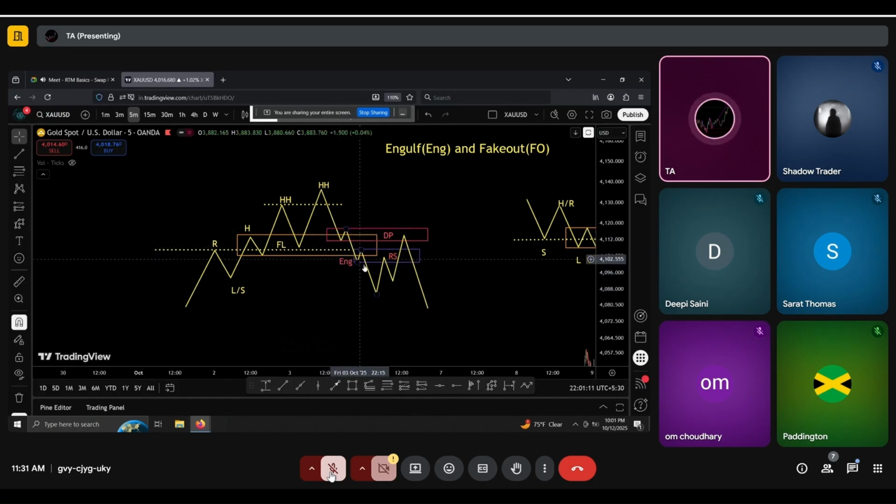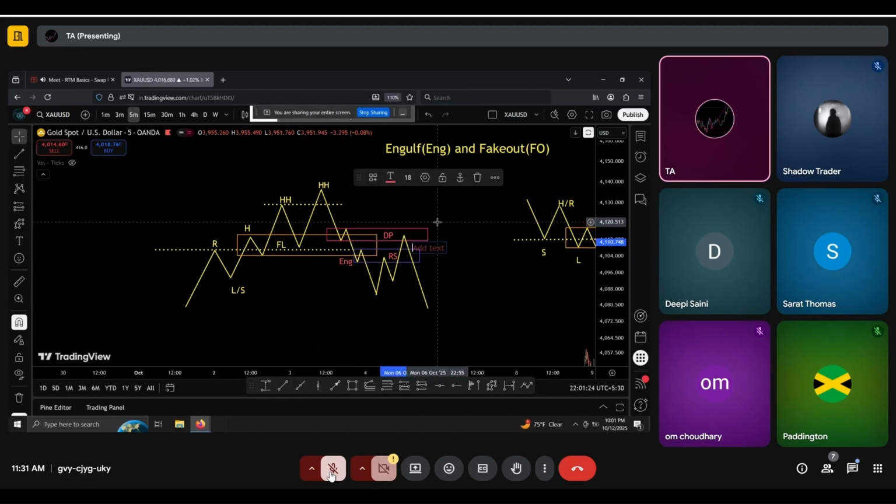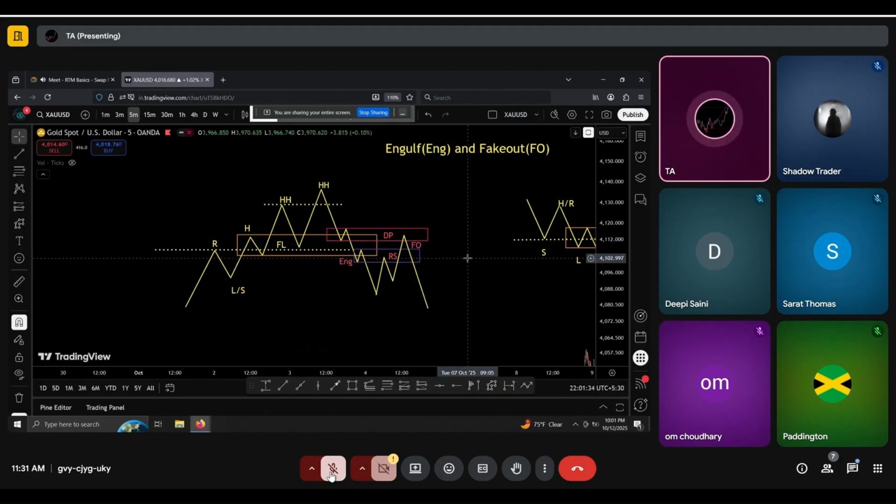So engulf happened in this direction, so fake out happens in the opposite direction. Remember this. Fake out happens in the opposite direction of FL. And this fake out is what traps the traders. Right? Did you understand the psychology?